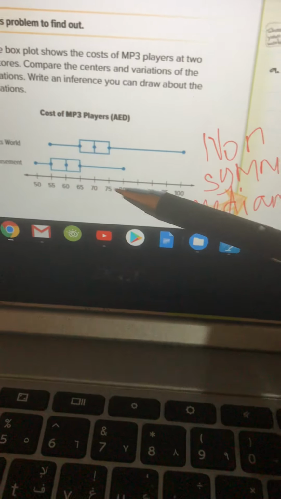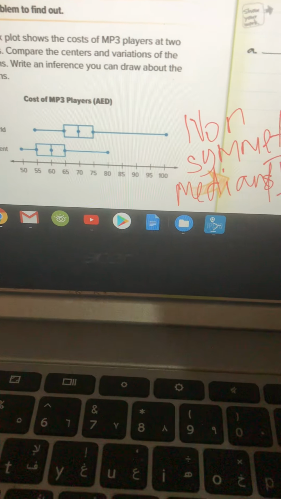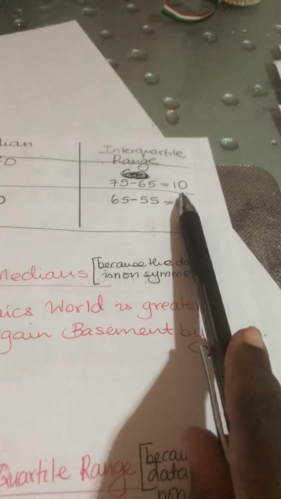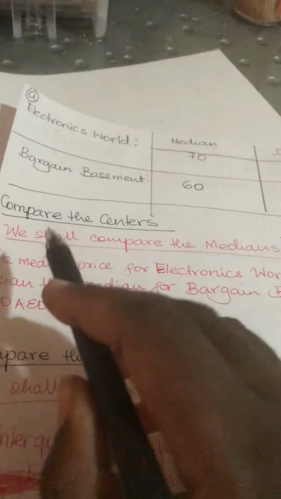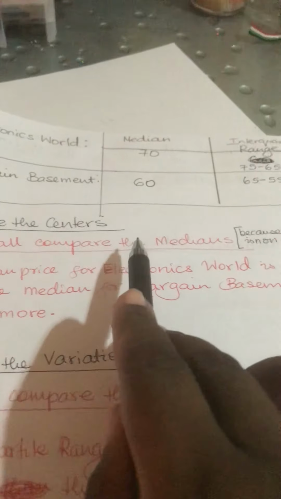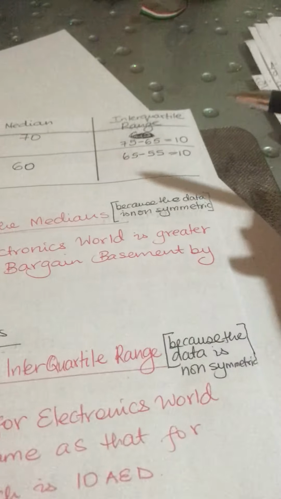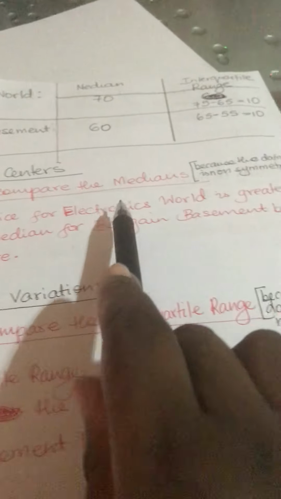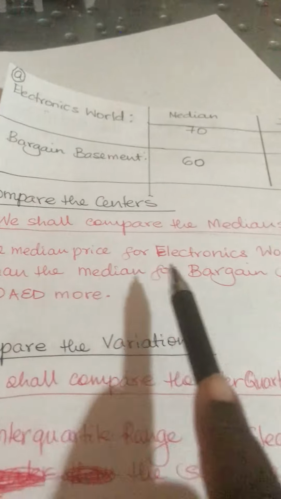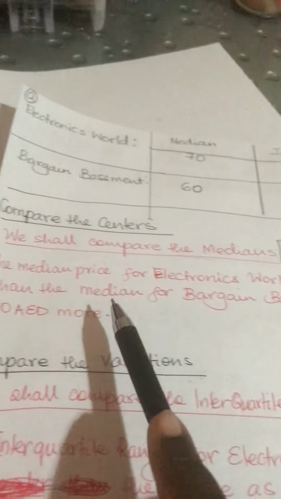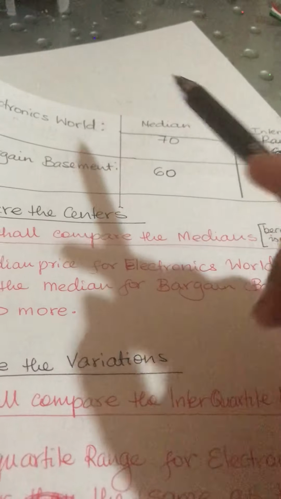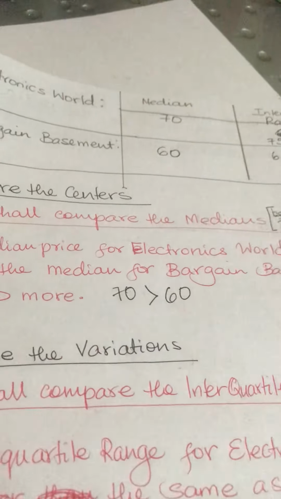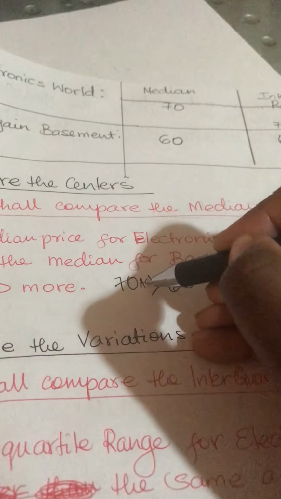My median for the basement is 60. My interquartile range will be 65 minus 55, which is 10. Okay? Now I want to compare the centers. We shall compare the medians because the medians are the centers. Why? Because our data is non-symmetric. So the median price for Electronics World is greater than the median for Bargain Basement by 10. Or I will say 70 AD is greater than 60 AD, because it is money.